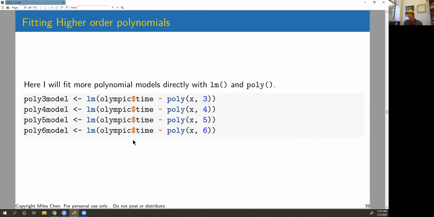And so what we can do is we can say, well, that's a linear fit, that's a quadratic fit. What if I fit other polynomials, polynomials of degree 3, polynomials of degree 4, or degree 5, or degree 6? What would our function look like? So here I'm just using lm to fit a third order polynomial, a fourth order, fifth order, and sixth order polynomial.